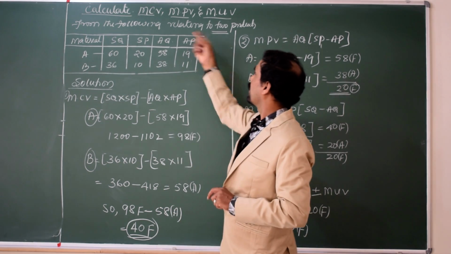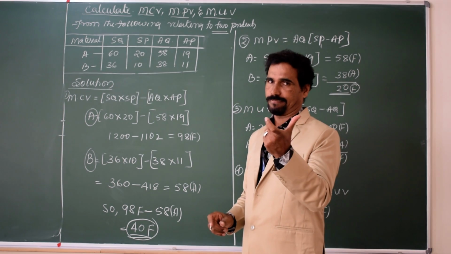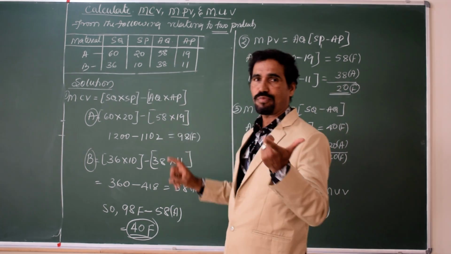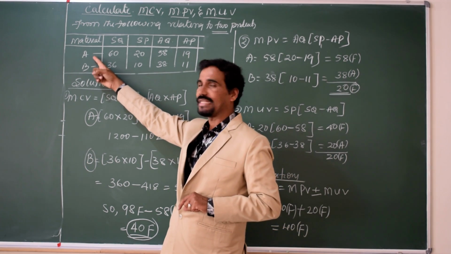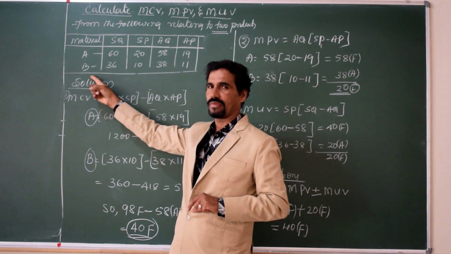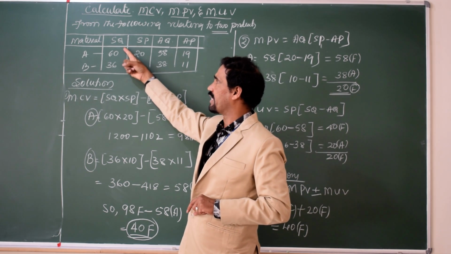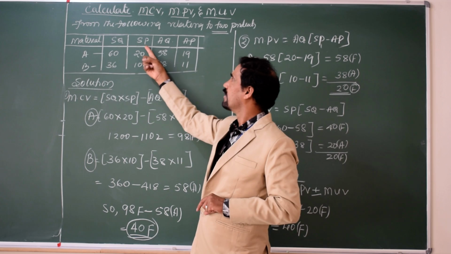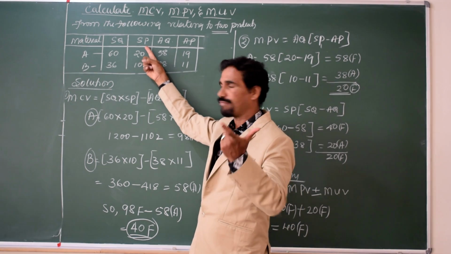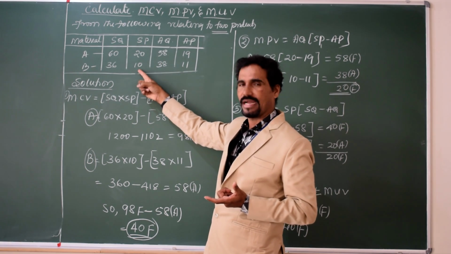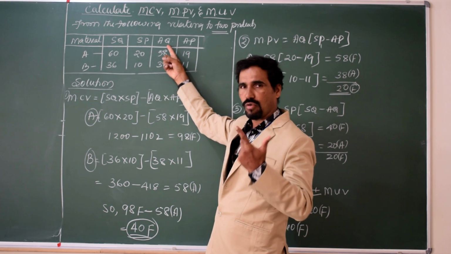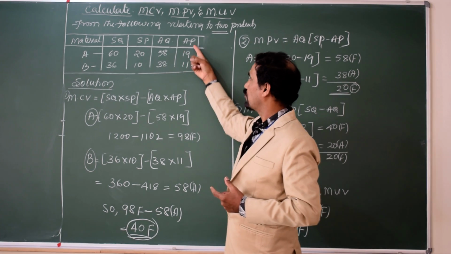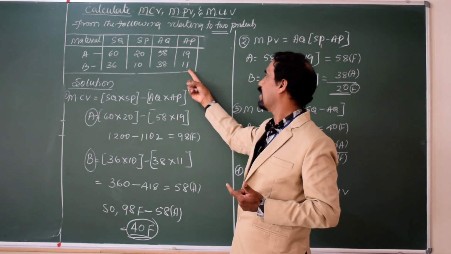From the following information relating to two products. What are the two products? Material A and material B. See, standard quantity is given: material A 60, material B 36. Standard price, SP stands for standard price, 20 rupees and 10 rupees. Actual quantity of material A 58 and 38. Actual price is 19 rupees and 11 rupees.